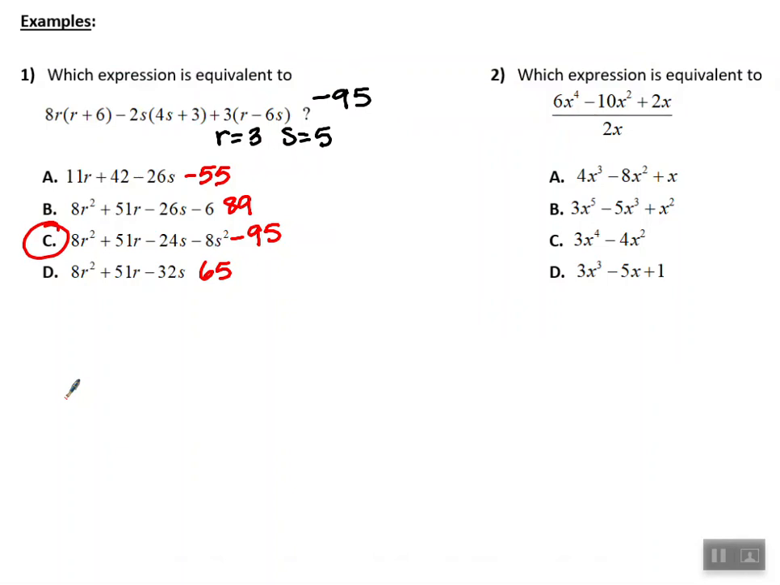Let's take a look at number 2. Here, our only variable is x, but I told you earlier we cannot plug in a number for x in Desmos. So the first thing I'm going to do is change all of my x's to a's. And I'm going to do the same with all of my answer choices as well.